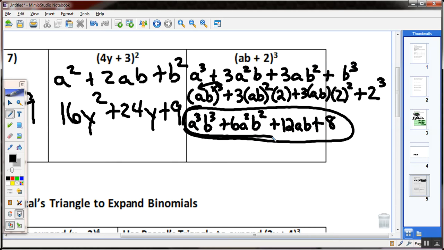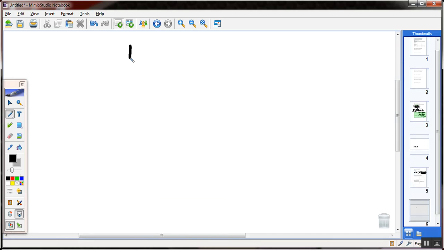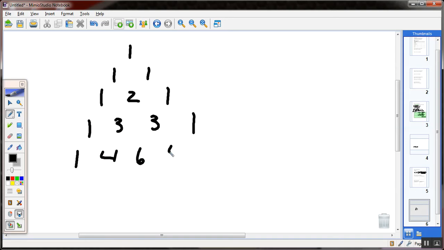All right. Let's talk about this triangle real quickly. I'm going to draw a part of it. Do you guys have your triangle handy? Here it is. I'll go this far.